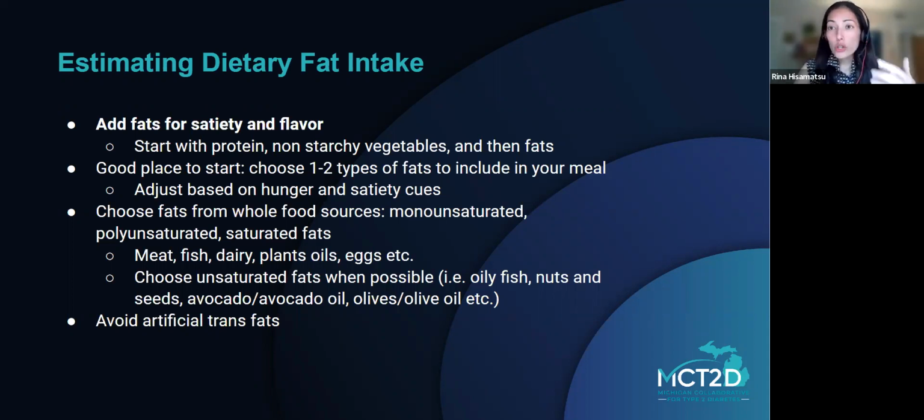We always want to encourage first choosing a protein source, making sure we have adequate protein, and then going with the non-starchy vegetables, and then adding fats on top of that for additional flavor and for satiety.